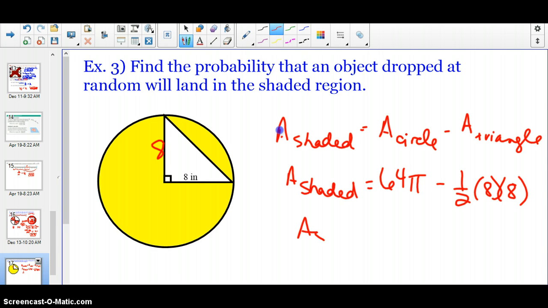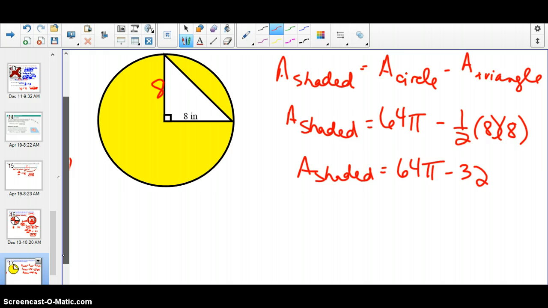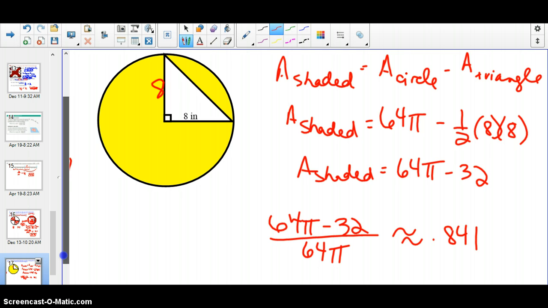Okay, so the area of the shaded region is 64 pi minus 32. So that's your total possibilities for your object to land at, but you need to find the probability, which is the area of the shaded region divided by the area of the whole object, which is just the circle, which is 64 pi. When you divide, you get approximately 0.841, which is 84.1%.